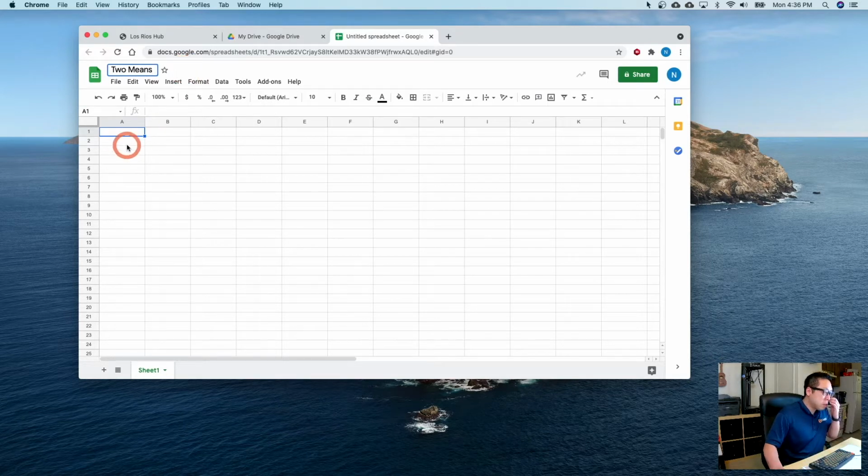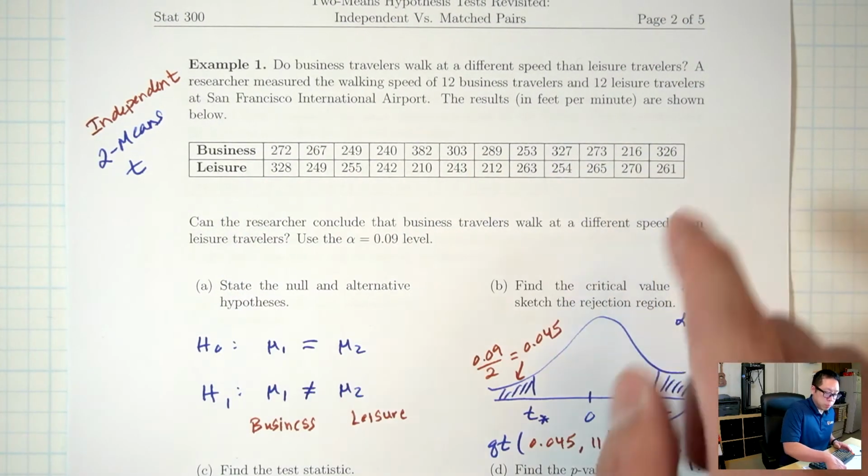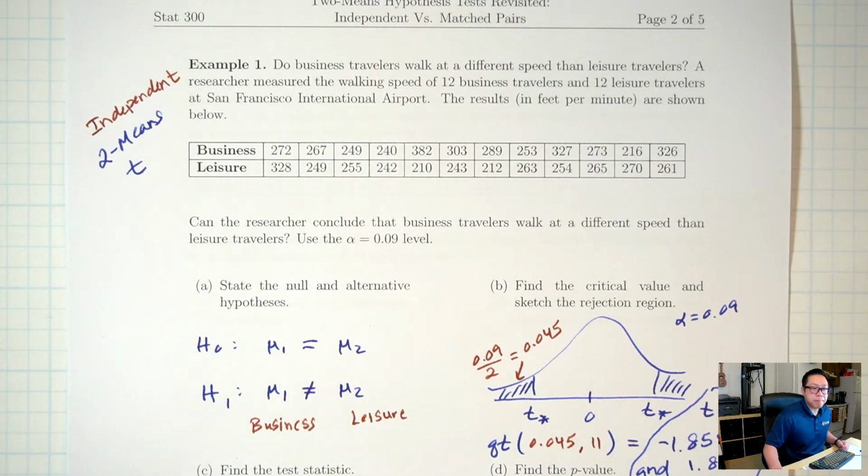And then what I'm going to do is enter the data. So I have the business travelers, and then I also have the leisure travelers. I'm going to enter this as columns. So I'll have a business column, and then I'll have a leisure column. And I'll enter the business numbers and the leisure numbers, but I'll enter them as columns.